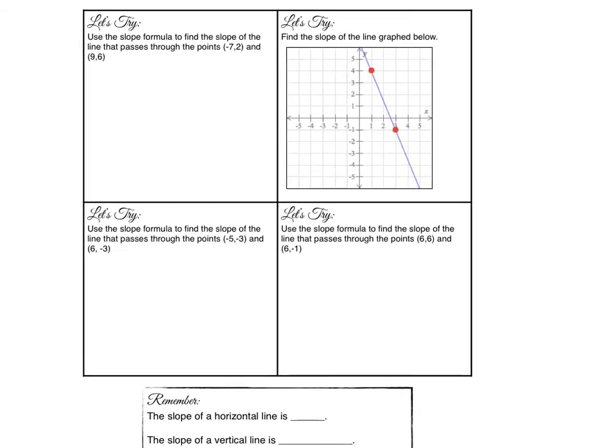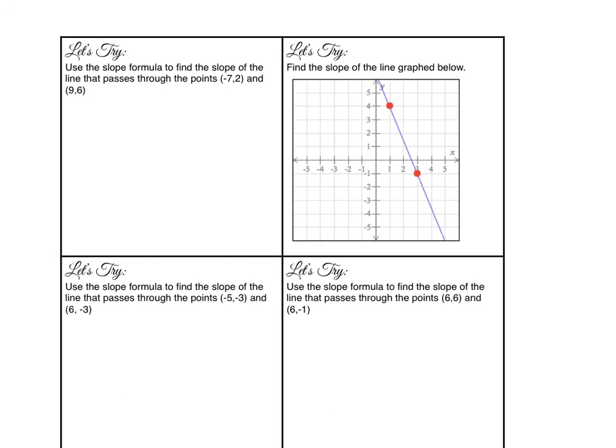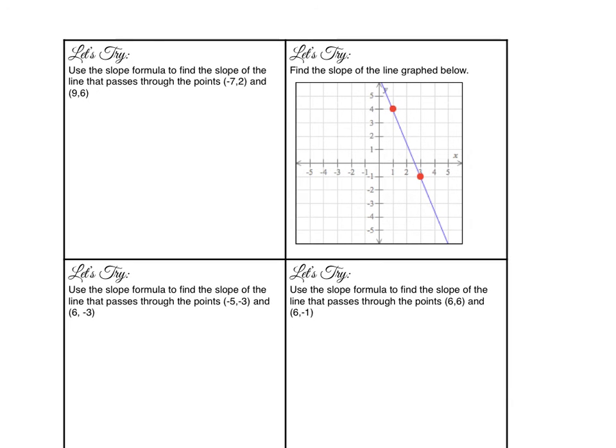So let's try a couple more examples where you are asked to find the slope of a graph of a line, okay? So sometimes they will give it to you in ordered pairs. So in the first one, it says use the slope formula to find the slope of the line that passes through the 2 points. So according to the slope formula, remember, the formula is this. M, which represents the slope, is equal to y2 minus y1 all over x2 minus x1, okay?